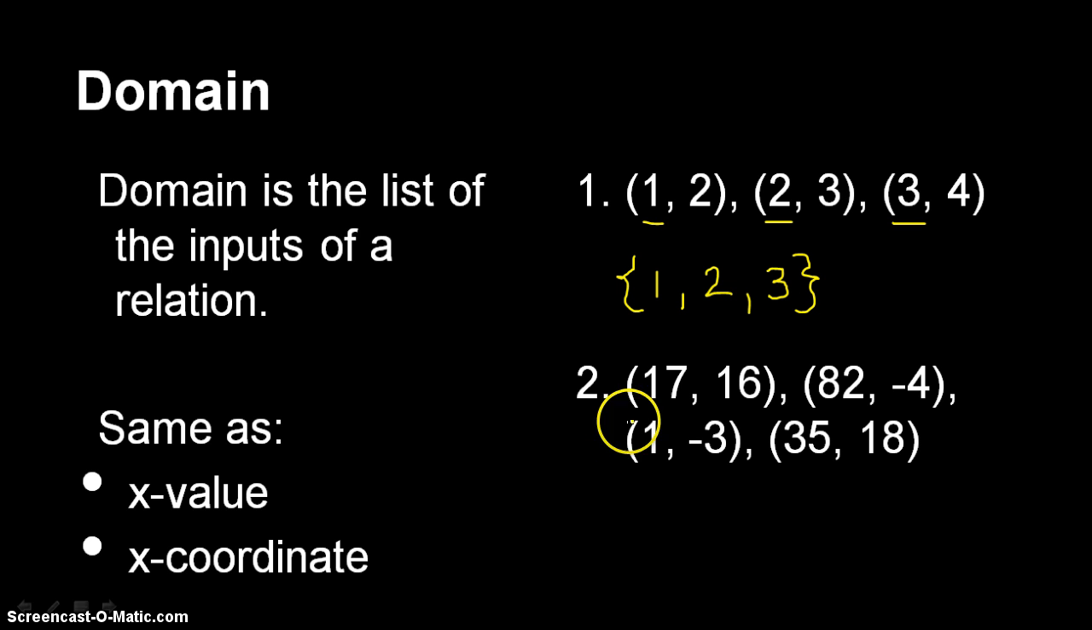In the second example, 17, 82, 1, and 35 are part of the domain because they are the inputs or the x value or the x coordinate. These are not listed in number order if you were to list them from the first ordered pair to the last. However, when listing off the domain of a function, it is preferable to list them in number order.